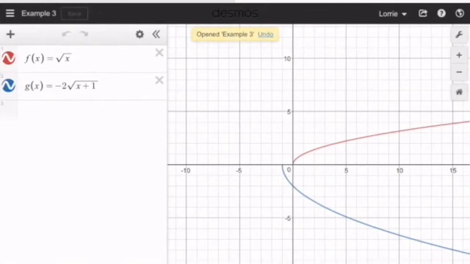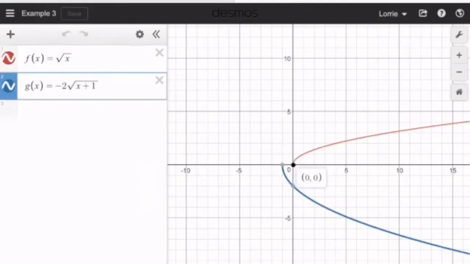Again, our original parent function is in red and our new function is in blue. You can see that it is stretched a little towards the y-axis. It's kind of gotten a little fatter. We have translated over to the left by 1. Our point that was at 0, 0 here is now at -1, 0. And of course, we've done that reflection. So instead of going up towards positive infinity in the y direction, we're headed towards negative infinity.